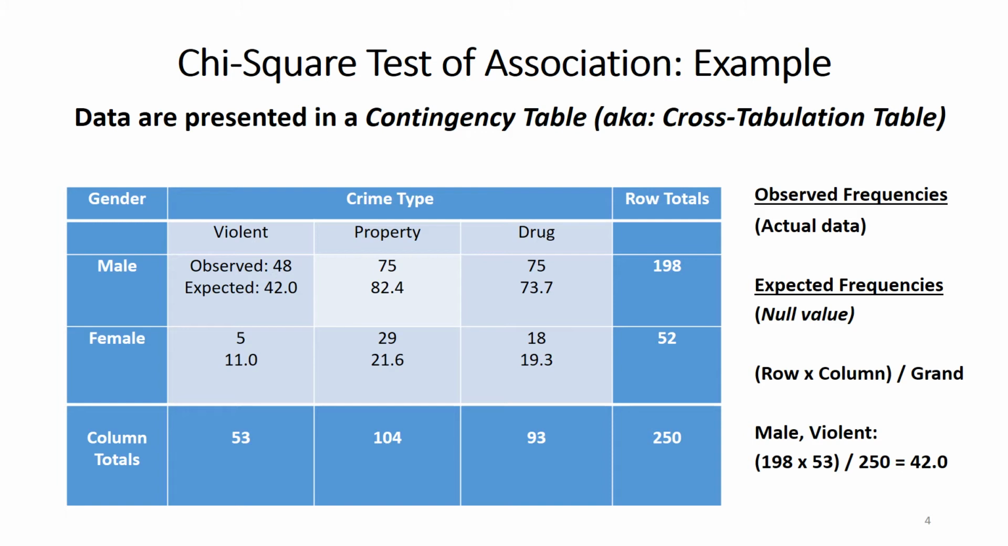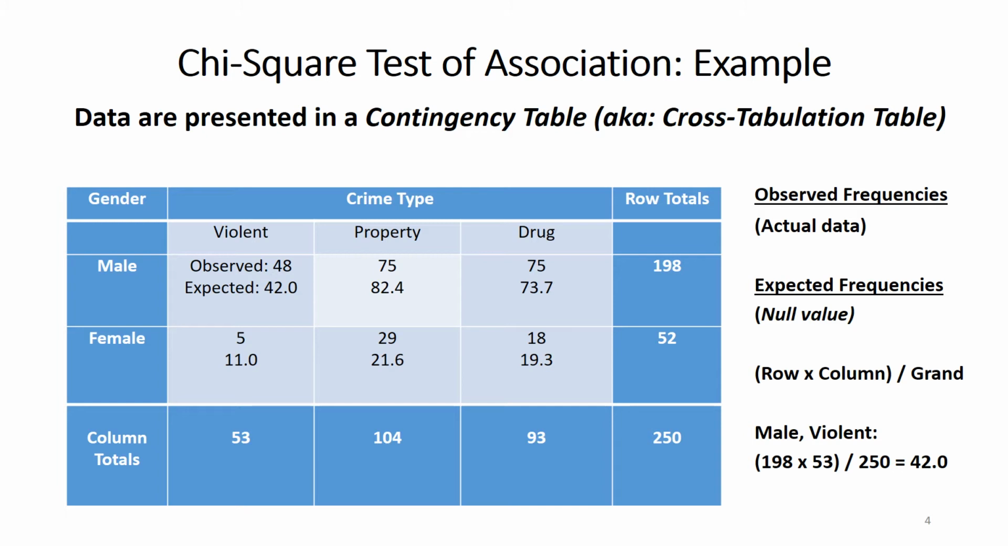Now the second, or the lower number in each box, is the expected frequency. So once again, going back to the male violent offenders, we see that the expected frequency was 42.0. If we go to the box below it for females, the expected frequency of females who are violent is 11.0. And what the chi-square analysis is going to do is analyze the deviation, or the differences, between observed and expected frequencies across the entire contingency table, across all 6 important cells of that design.